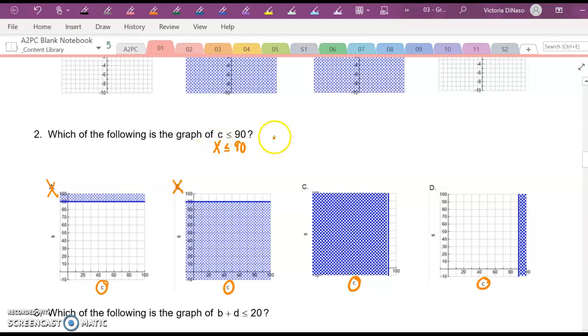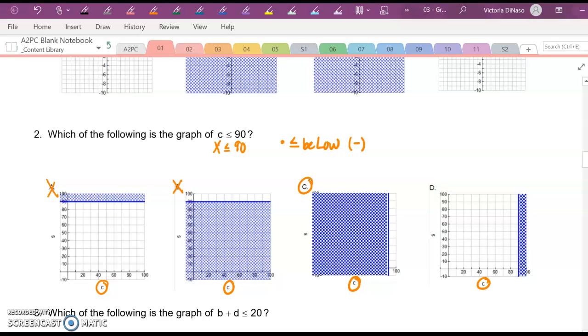So based on the direction of the inequality, we're shading below the line. And since we're shading below the line, this is the same as saying the negative direction. So if we were to shade below the line in the negative direction, that would be answer choice C.